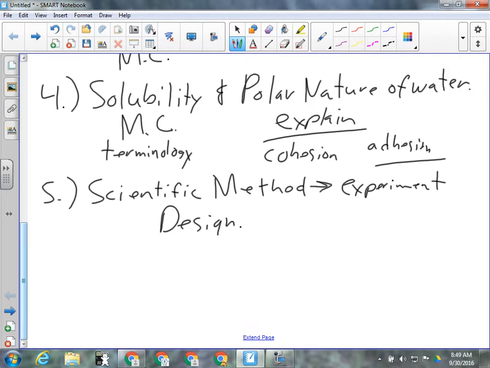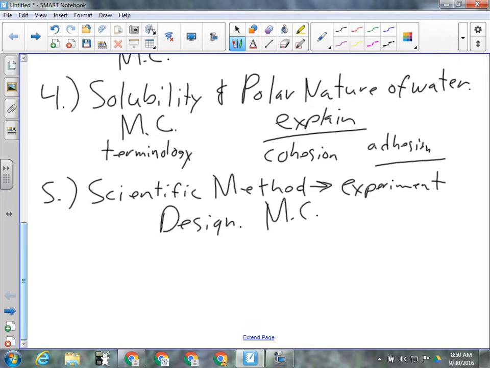Scientific methods, experiment design. What I mean by that is I give you a question that has an experiment in it, and I ask you, in this experiment, what's the manipulated variable? In this experiment, what's the responding variable? So you need to be able to read an experiment and go, okay, here's what they seem to be doing. So this would be manipulated, this would be responding, this would be controlled. You've got to be able to do that from a given experiment. That would also be in the multiple choice.